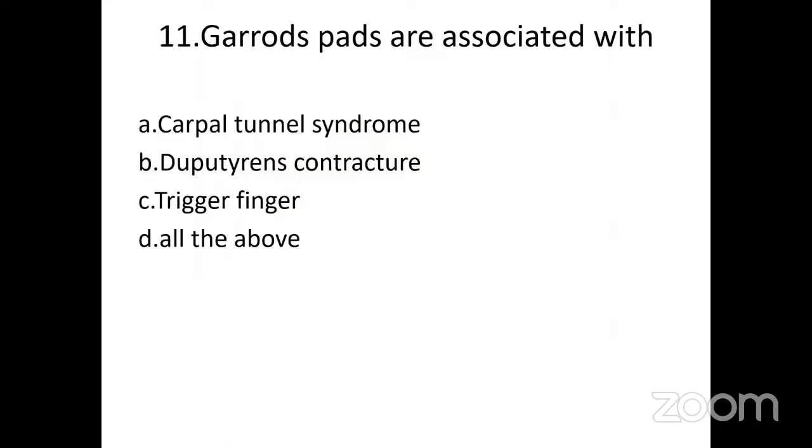Then coming to the next question, Garrod's pads. Garrod's pads are associated with which condition? It's commonly associated with Dupuytren's contracture. So Dupuytren's contracture is very commonly seen in alcoholic patients, in patients on phenytoin, epileptic patients, patients with liver disease, cirrhosis, like that.